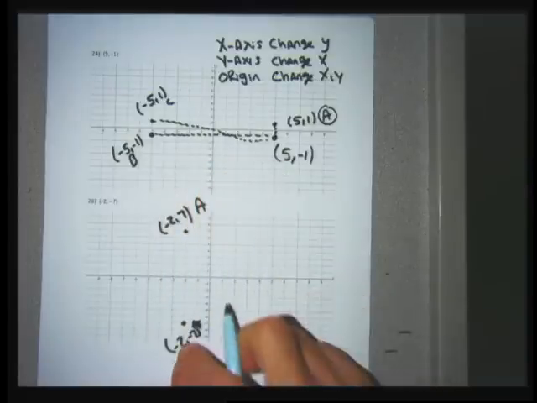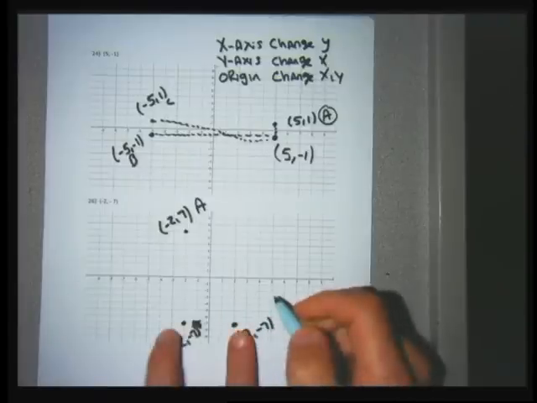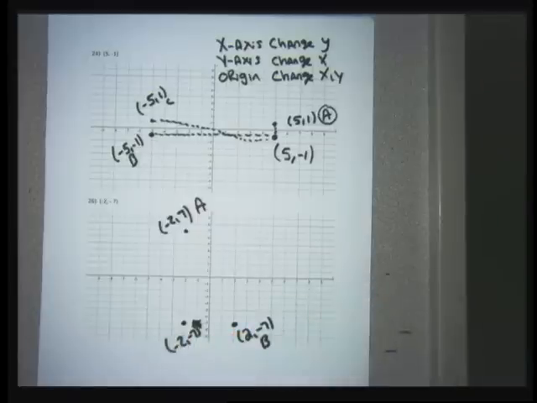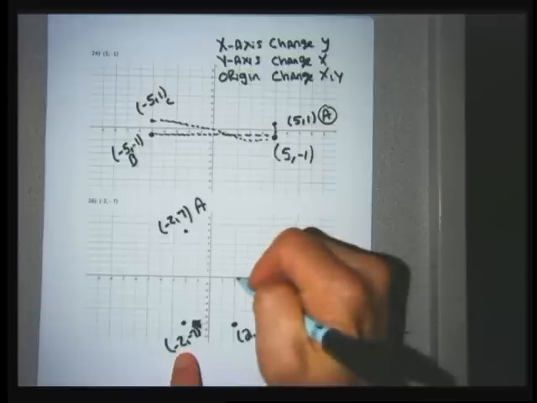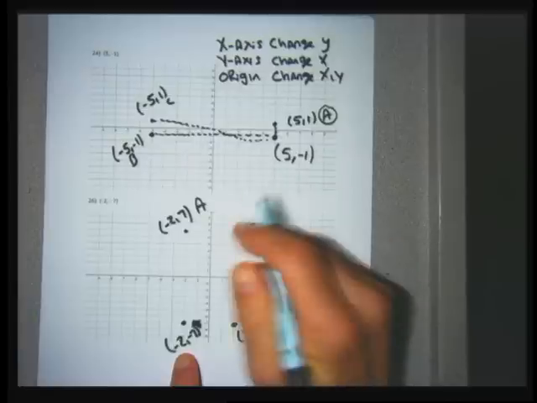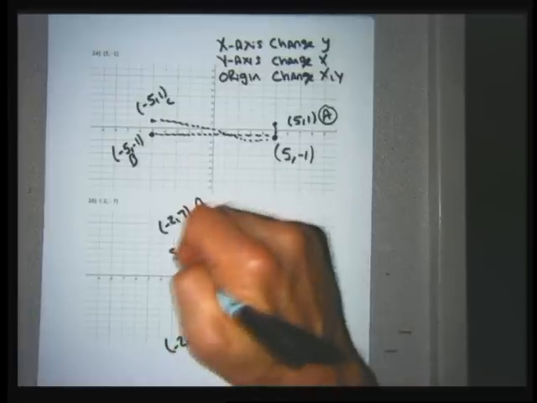If I change the sign of the -2 to +2, that would give me the point +2, -7, and the initial point and this point that I just drew are symmetric with respect to the y-axis. If I change both signs, the -2 to +2 and the -7 to +7, this point and those points are symmetric about the origin.